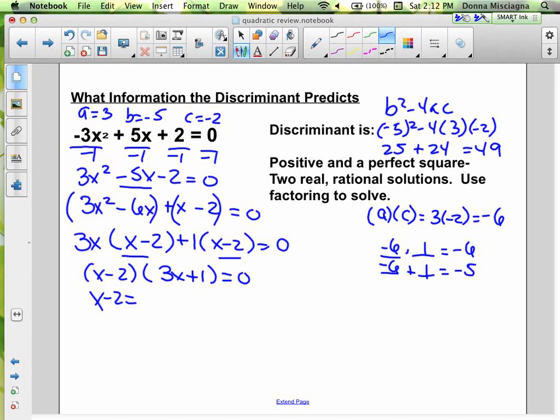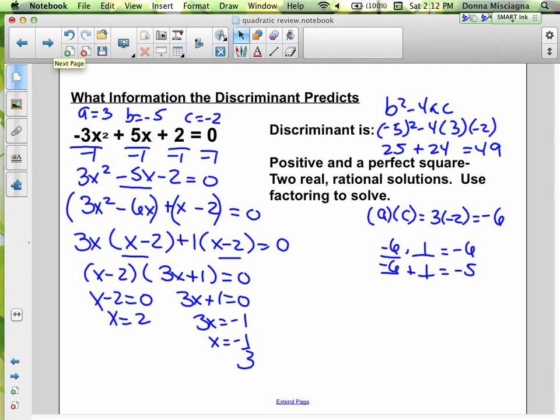x minus 2 is equal to 0, so x is 2. 3x plus 1 is equal to 0, so we'd have 3x is equal to negative 1, and x is equal to negative 1/3. One of the factors is negative, so it should have a positive solution, and it does. The other factor is positive, so it should have a negative solution, and it does. No sign errors there, and we're done with this one.